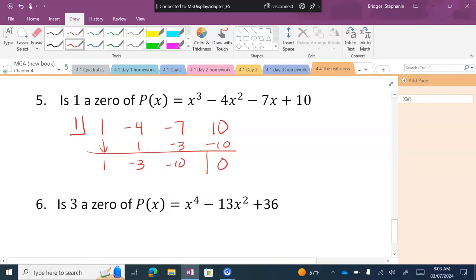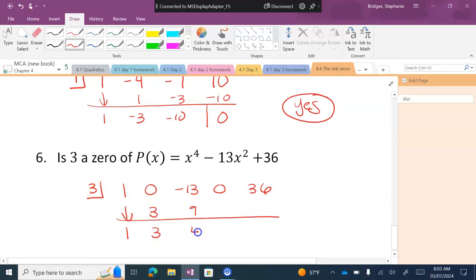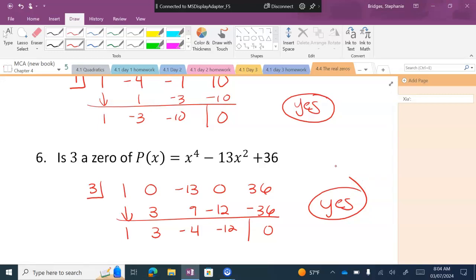What do you guys think for 5? Yes or no? Yes. All right, and then again with 6, we have 1x to the 4th. We don't have x to the 3rd. Negative 13x squared. No x's. And then 36. And what about 6? Yes or no? Yes. Okay. Again, if your remainder is anything other than 0, the answer is no. Is everybody okay with those two? Told you it wasn't hard.